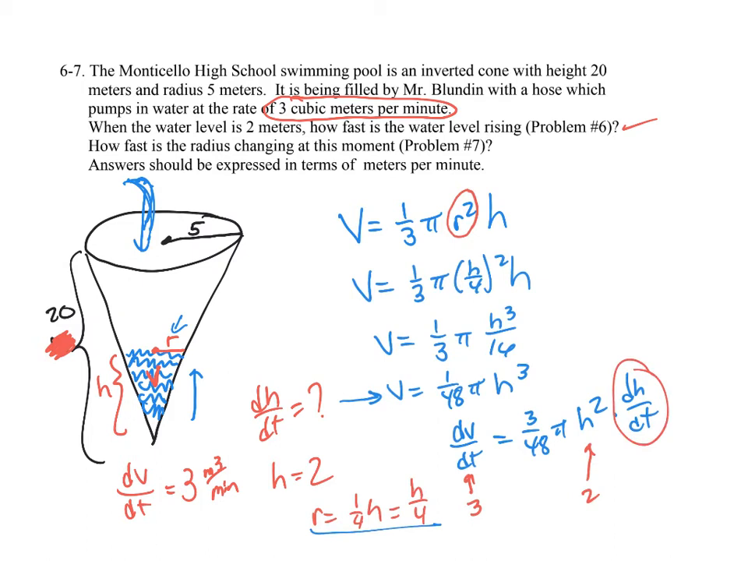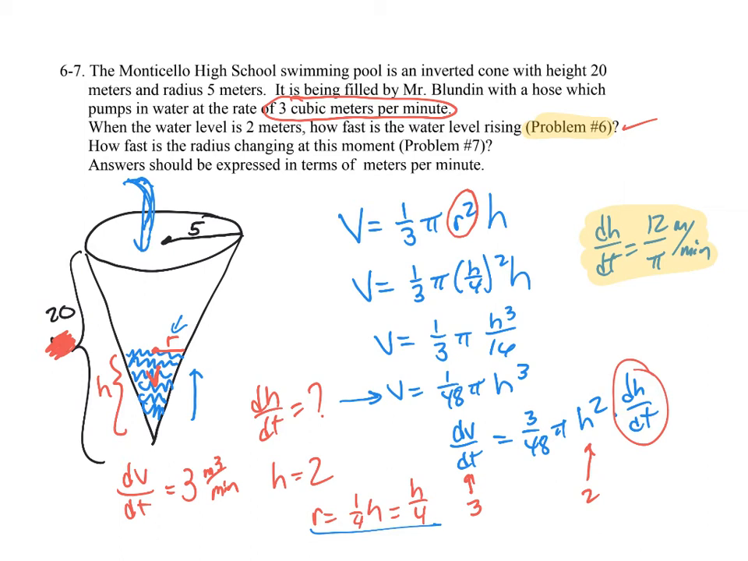And with a little bit of algebra, which I'm not going to show on the slide because I'm running out of room, I end up with dh over dt equals 12 over pi, and that is meters per minute. So that's the answer for problem 6. And I've run out of room, so I'll start problem 7 on the next slide. But you get the idea of how that's going to work.